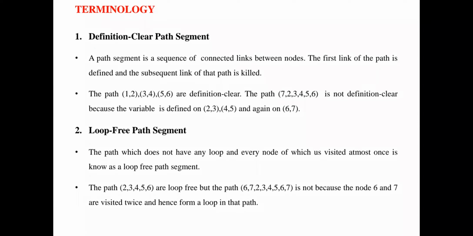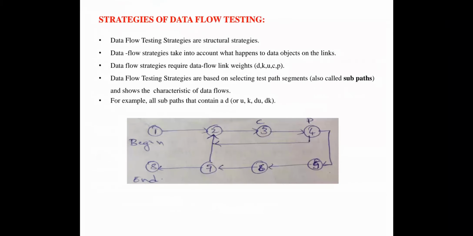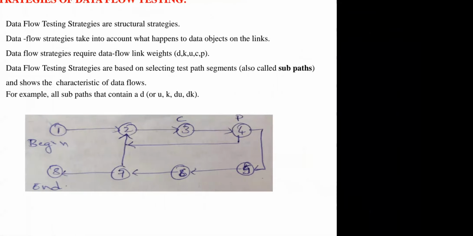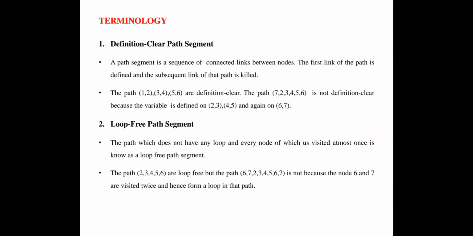Okay, so for example, the path which we had taken in the previous example, we had some nodes from 1 to 8. From the fourth node, we will have a loop to the second node, and from the seventh node, we will have another loop to the second node. From this, we will take the definition clear path. See here, the path 1, 2, 3, 4, 5, 6 will be the definition clear path, because this path does not have any loops in between.